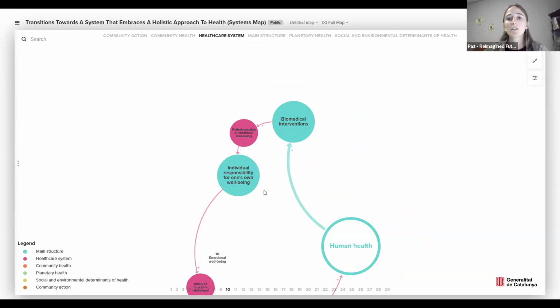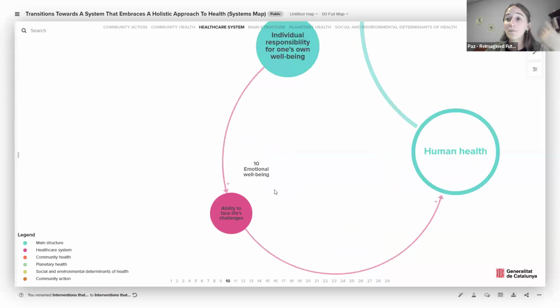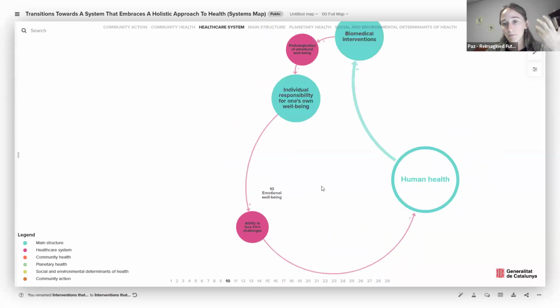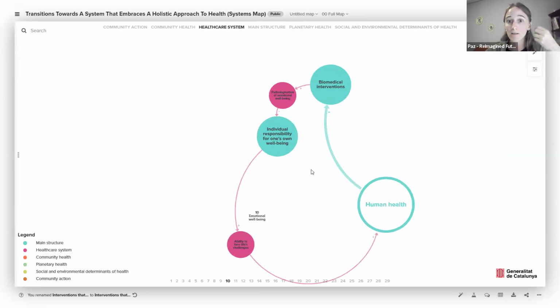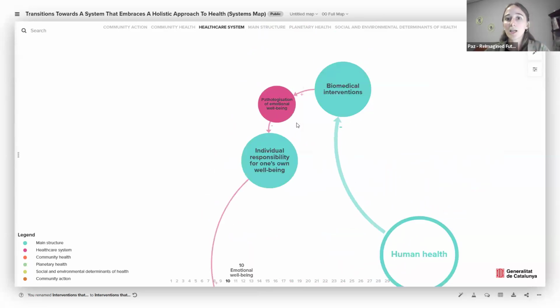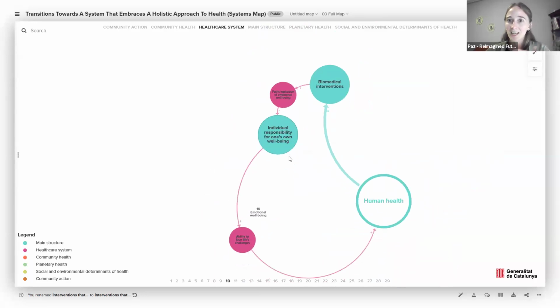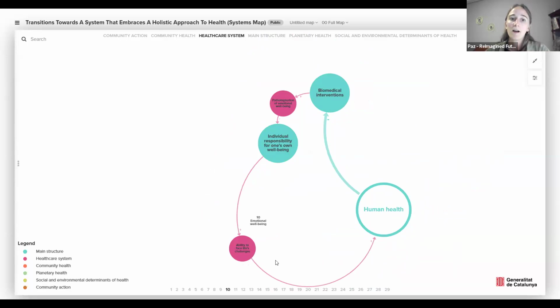And this leads people to think they always need professional help to feel better instead of developing the ability to face life's challenges. And this frequently also generates the consumption of medicine. So it is what we call the pathologization of emotional well-being that hinders that individual responsibility that we've seen at the beginning. This was very, very interesting.